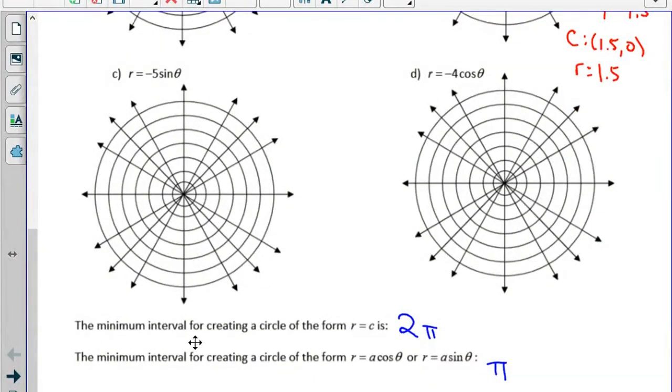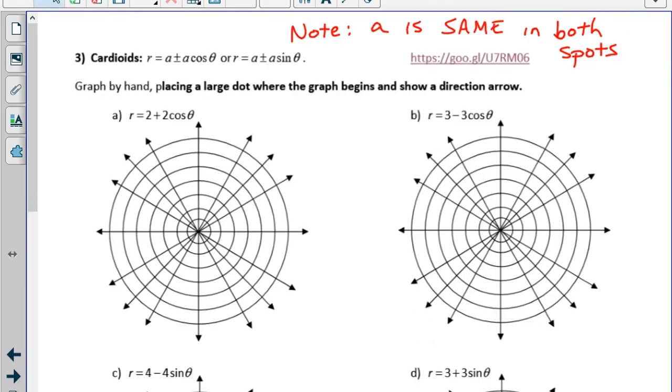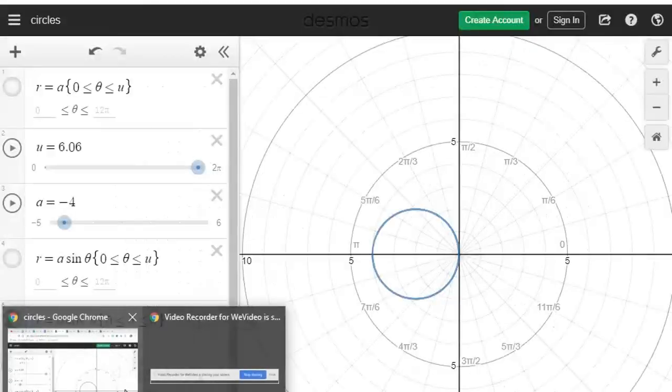The minimum interval for creating a circle of r equals c is 2 pi, so you have to go a full distance of 2 pi radians to get that. But if you have a circle a cosine theta or a sine theta equals r, then it's just pi. Cardioids, r equals a plus or minus a cosine theta, or r equals a plus or minus a sine theta. Note that a is the same in both spots.